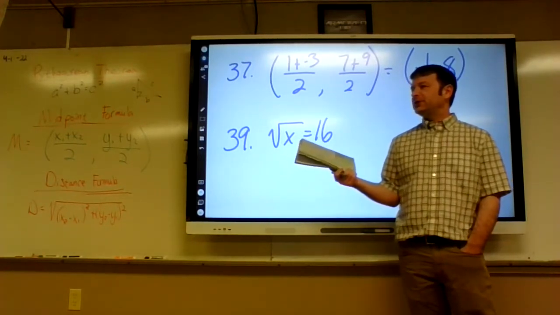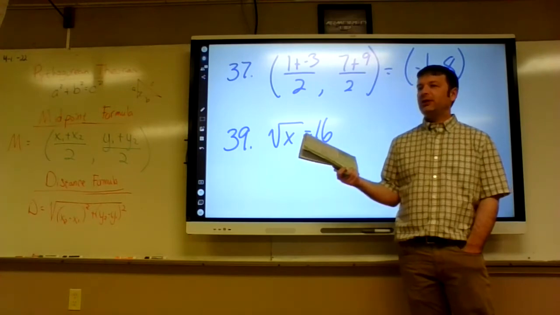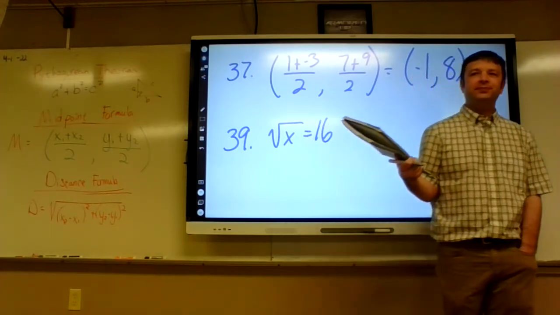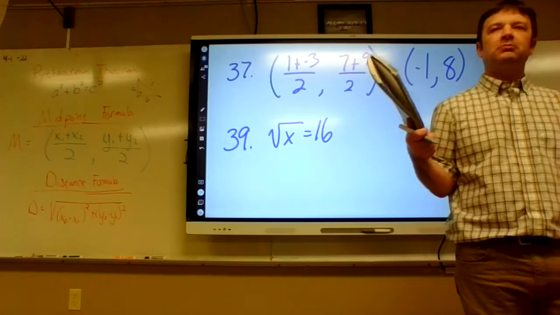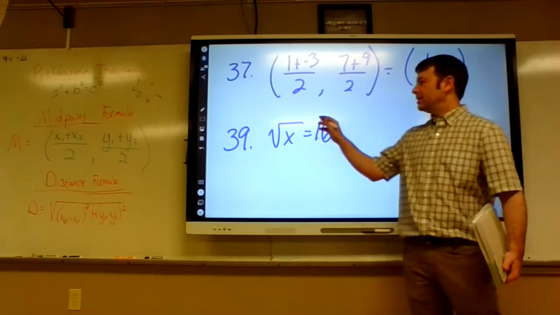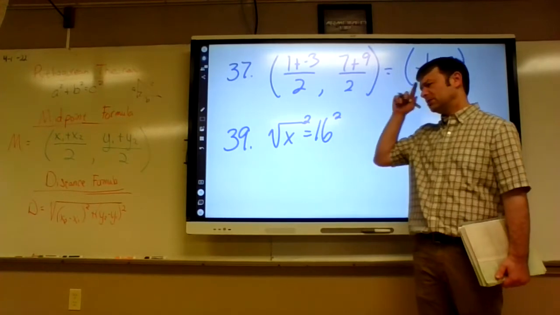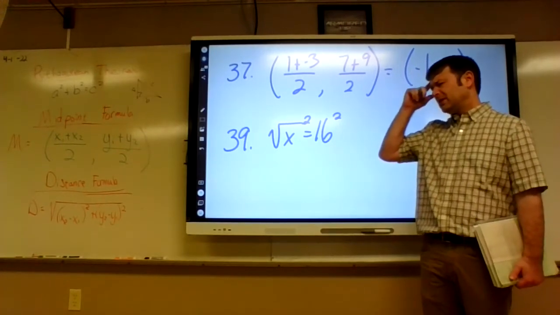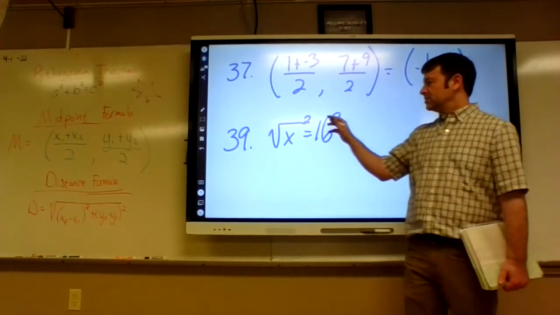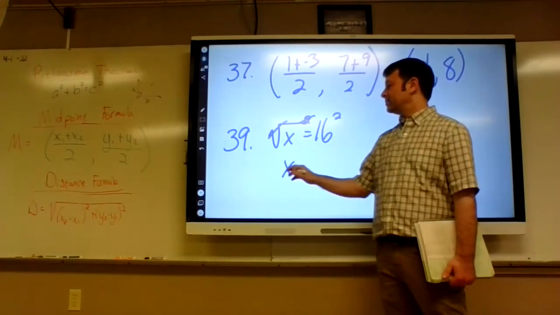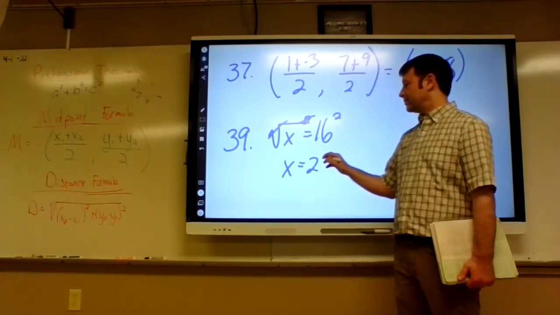So, the square root of x equals 16. How do we find x? How do we get x by itself? Square. The opposite of a square root is squaring. So x equals 16 squared, which is 256.